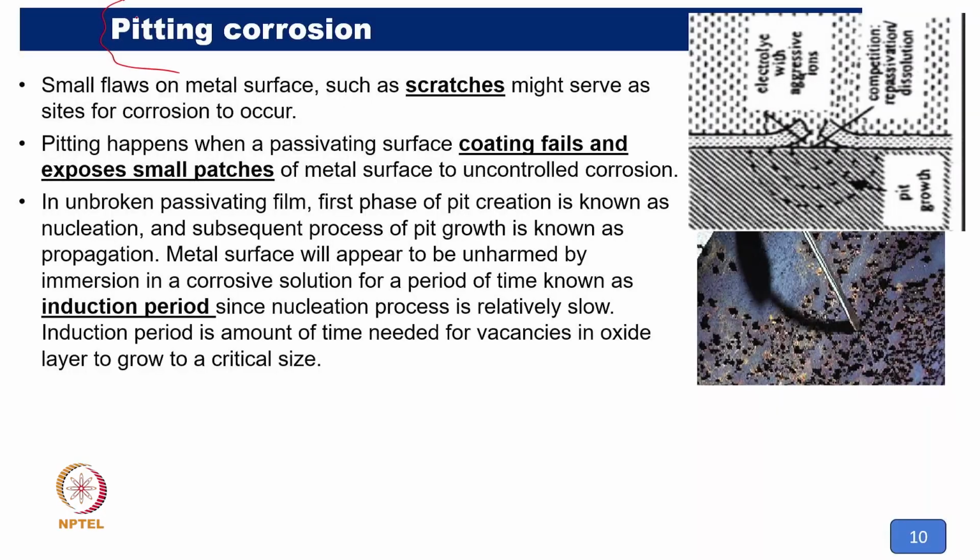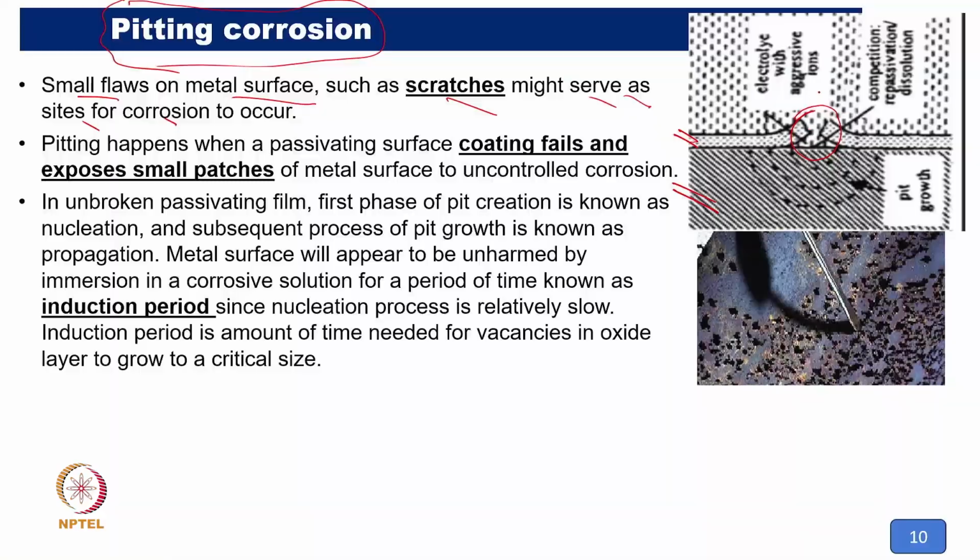Now the first localized corrosion is pitting corrosion. What we are saying is that small flaws on the metal surface, such as scratches, might serve as a site of corrosion. In this picture there is a metal surface and a coating, and there is some sort of disruption in the coating, maybe a micro crack, where the electrolyte can ingress. If the electrolyte can ingress through this, it will form a kind of electrochemical cell over here, and slowly the pit formation will increase. So this is the important aspect.